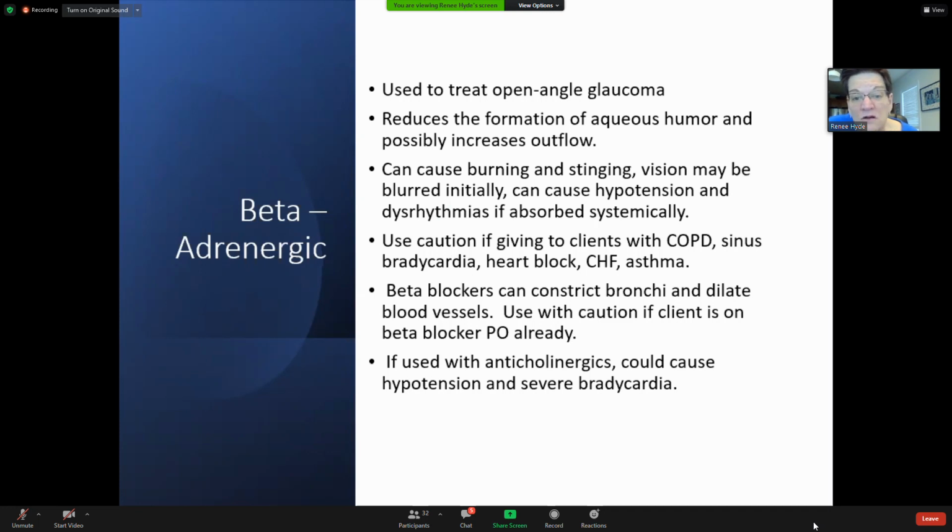Because beta blockers can constrict the bronchi and dilate blood vessels. If this patient is on a beta blocker already, it can exacerbate the effects of that beta blocker if it's systemically absorbed and cause severe hypotension and bradycardia.